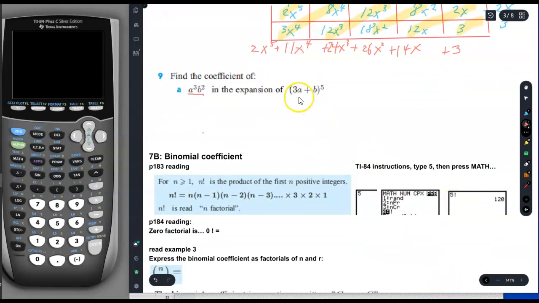So the a term is going to be 3a and the b term is going to be b. Oh, so the a term is actually going to be 3a. Is that confusing that we have a twice?